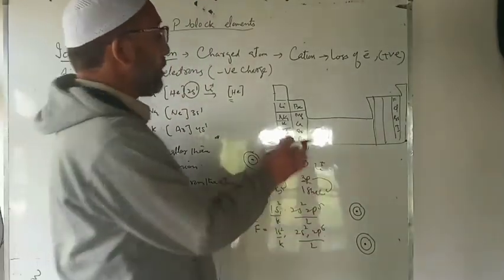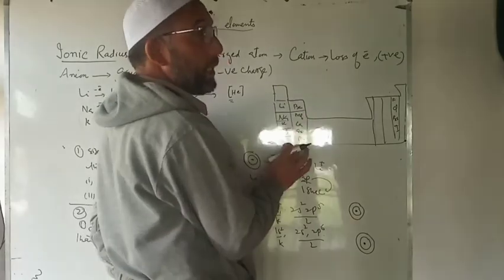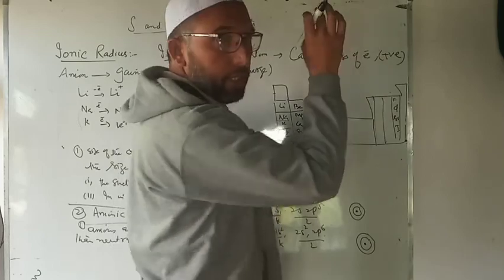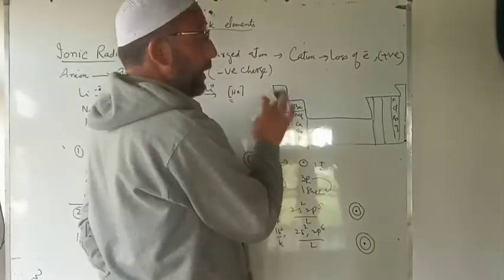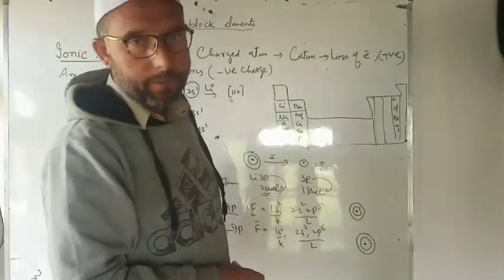Number two, which you should keep in mind, is that cations are always smaller in size than the neutral atoms, while anions are always larger in size than the neutral atoms. And number three, cations are smaller in size than the anions.